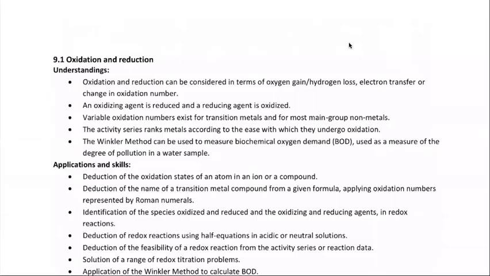So oxidation reduction, redox, it's kind of called both of them. What we're going to look at today is the definition, because there's different ways that you can define oxidation reduction. We're going to look at how you figure out the oxidation state or the oxidation number of an atom that's in an ion or in a compound.